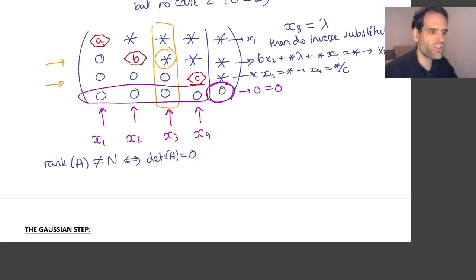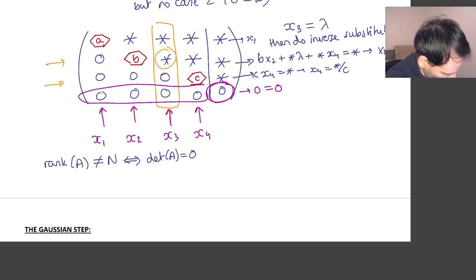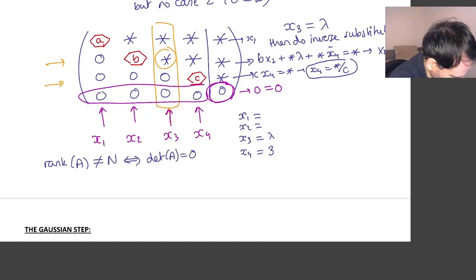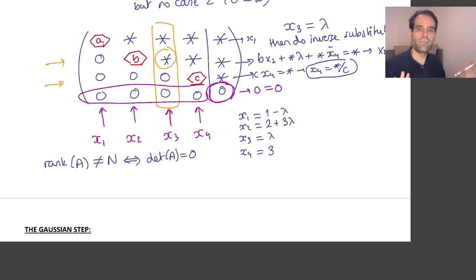So how will the final solution look in this case? Let me make up the numbers. So let's write the solution x1, x2, x3, and x4. We know that x3 equals lambda. And we know that x4 was asterisk divided by c, so that's some other number. Let's say that this was 3. Now there will be a lambda involved in x1 and x2, right? So let's say this is 2 plus 3 lambda and 1 minus lambda. I'm completely making this up, yeah?